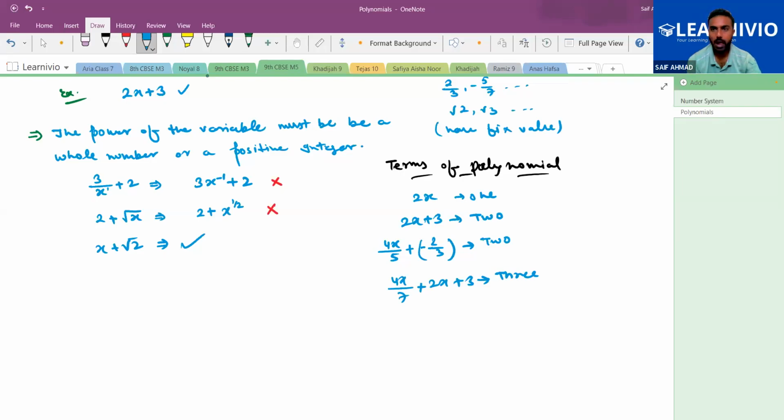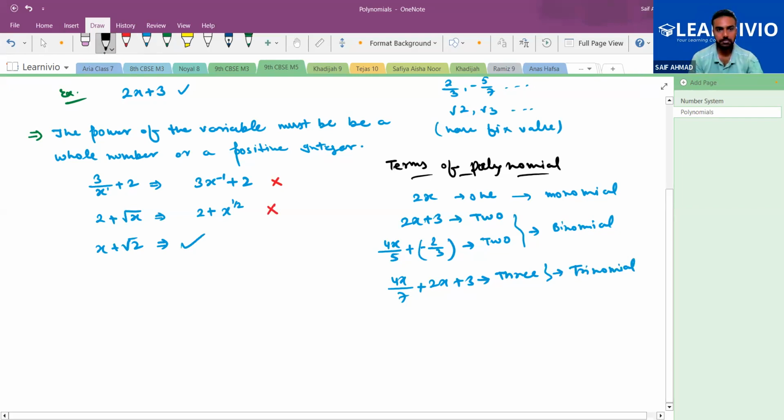A polynomial having one term is called a monomial. A polynomial having two terms is called a binomial. The polynomial having three terms is called a trinomial.